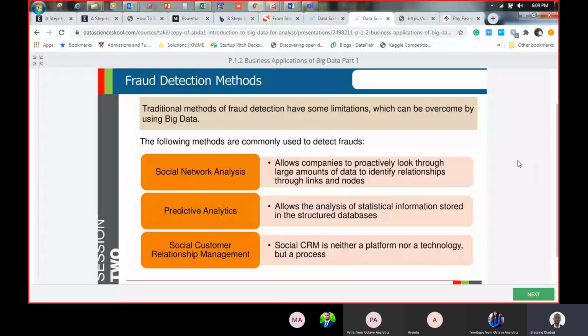So some of the methods that they use to detect fraud are social network analysis, predictive analytics, and customer relationship management. Under social network analysis, okay, I'll give you this example again. Some time ago, my wife's phone was stolen in Unilag.